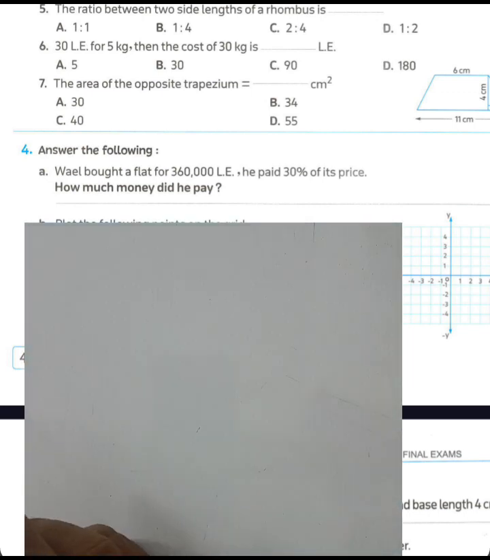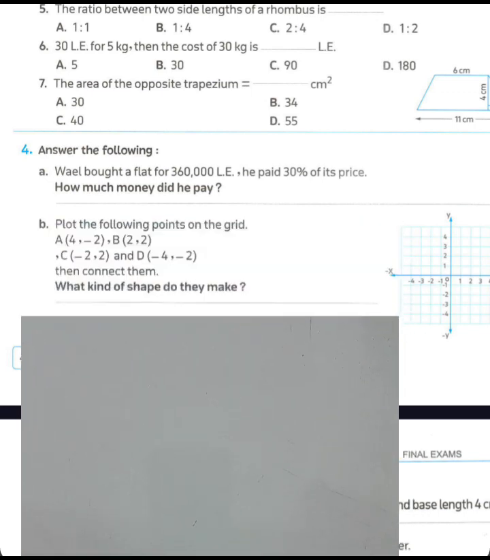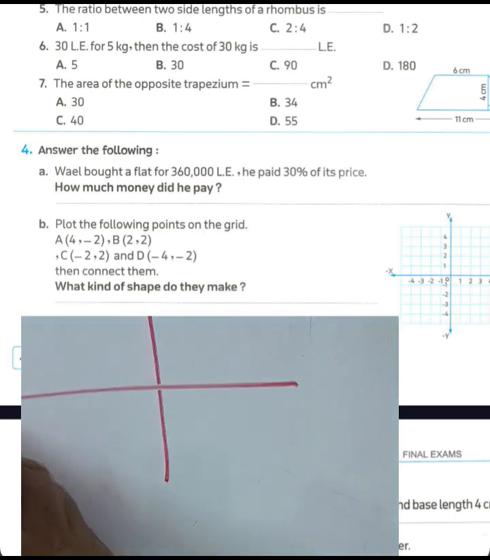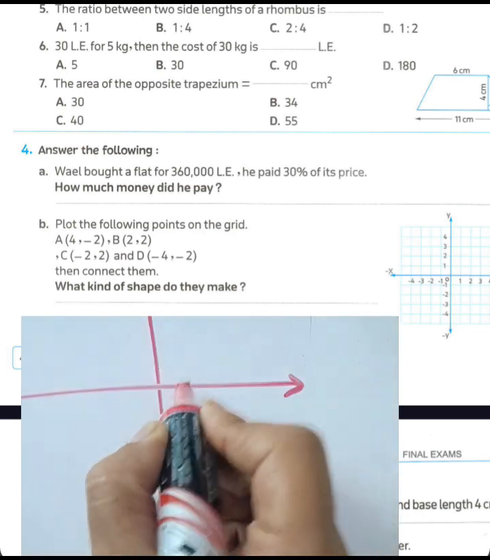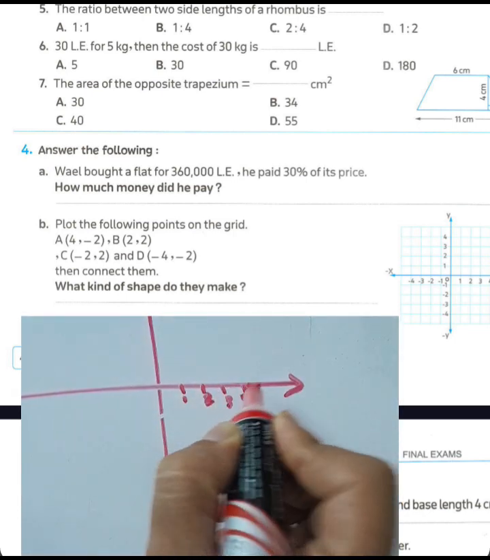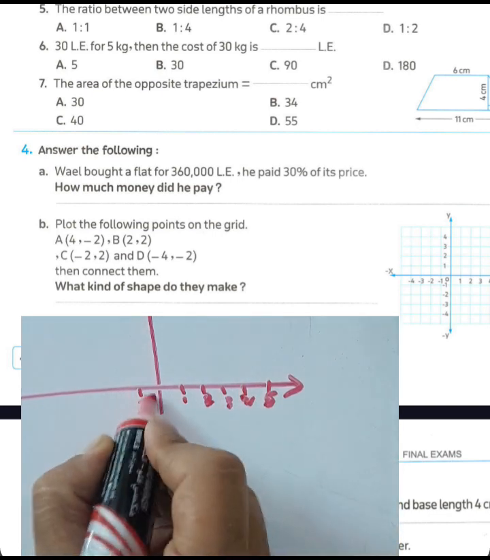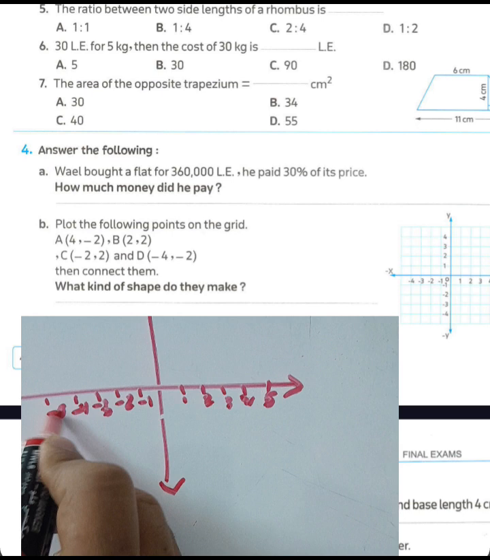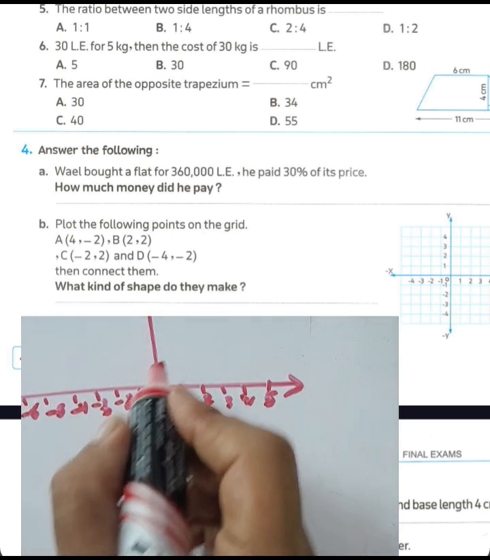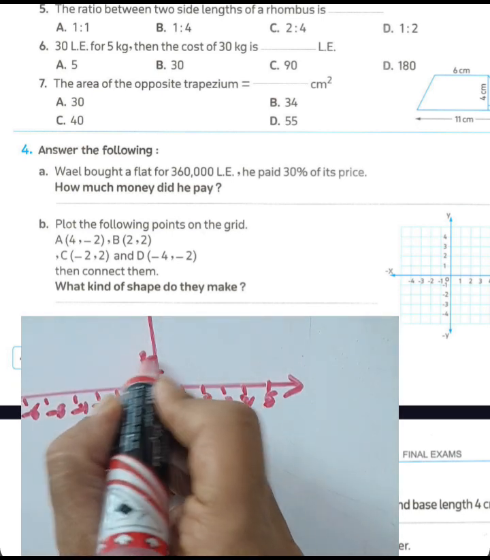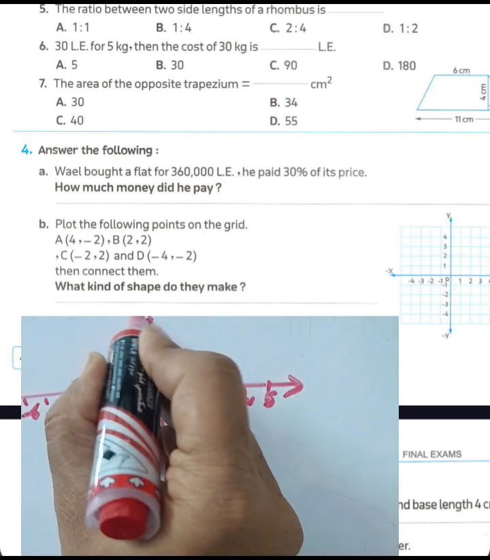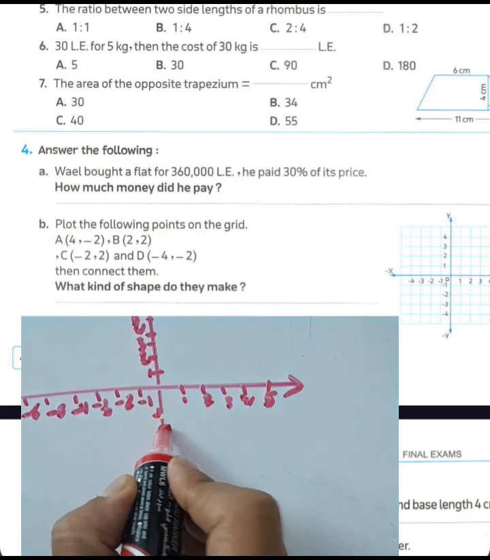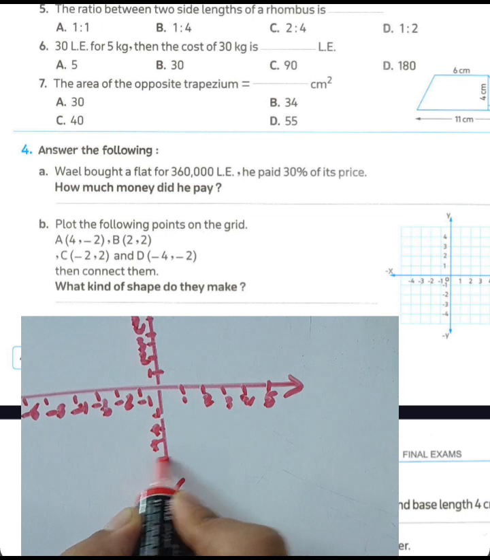Next question. Plot the points, draw the shape, and say what kind of shape it is. Okay, we can put the axes here: 1, 2, 3, 4, 5, negative 1, negative 2, negative 3, negative 4, negative 5, negative 6, 1, 2, 3, 4, and 5, negative 1, negative 2, negative 3, negative 4.